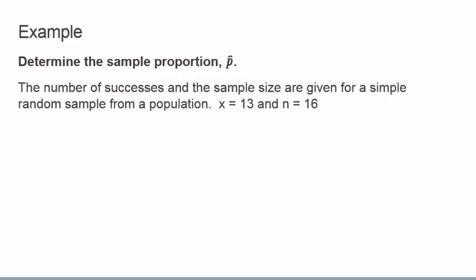Example: determine the sample proportion P hat. The number of successes and the sample size are given for a simple random sample from a population: X equals 13 and N equals 16. To find P hat, we want to divide X by N. 13 divided by 16 equals 0.813.